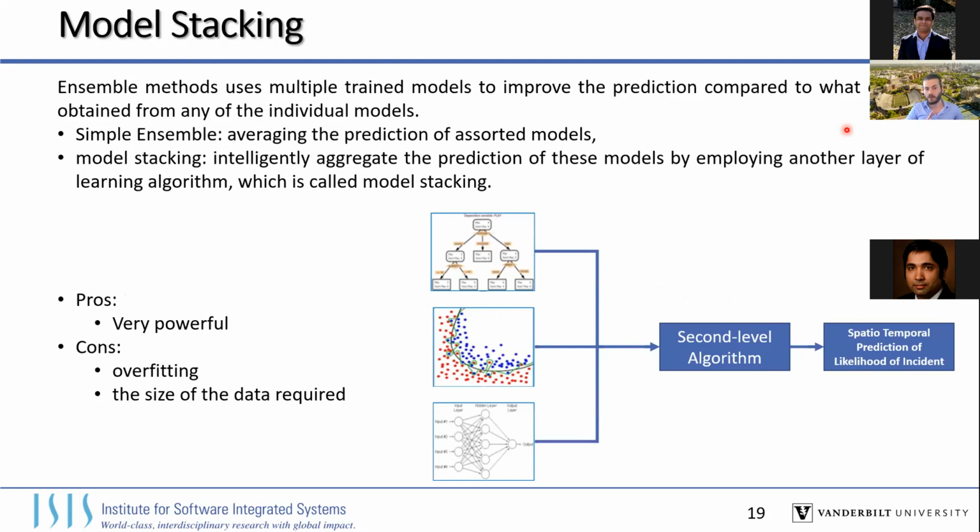There is one new approach that I have seen in the last maybe 3 or 4 years being used, which is model stacking. The main idea is that we have ensemble methods that use multiple trained models or multiple trained methods to improve the prediction. The simplest one is, for example, I have 10 different models, and I take the average of their predictions. Something similar to what random forests do.